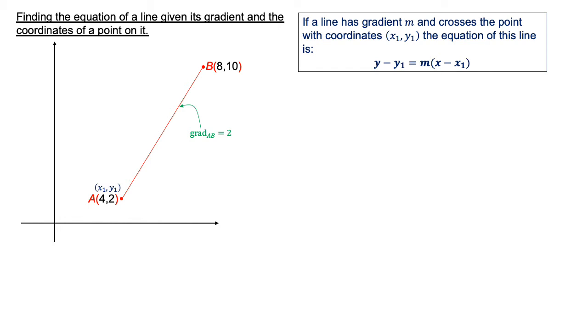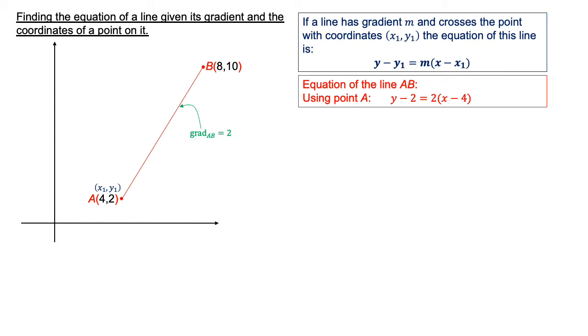So there is my x1, y1, which is point A. If I substitute the coordinate and the gradient into that equation, we get the equation of the line. But any point on that line will work. I could have chosen B instead of A because it is a point on the line. If I substitute the 8, 10 into it, there is the equation of the line as well.